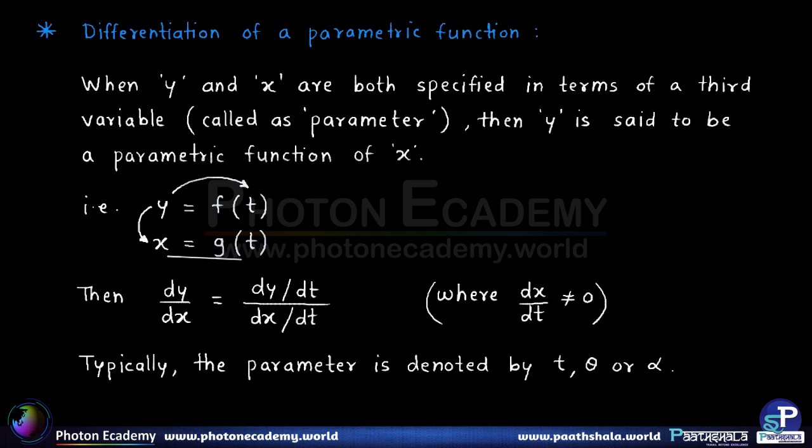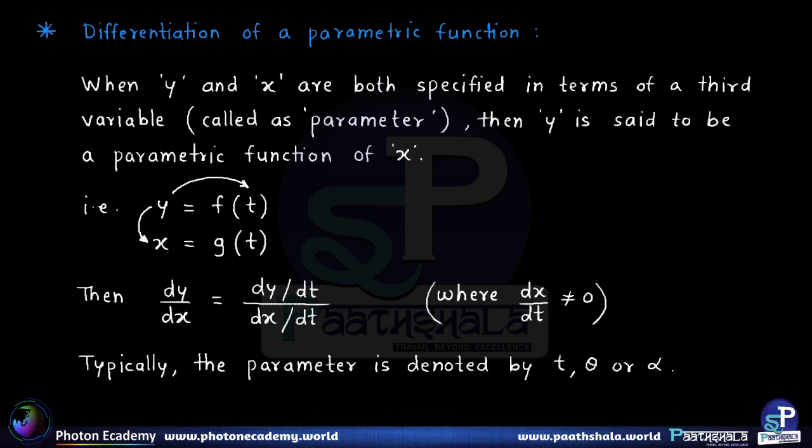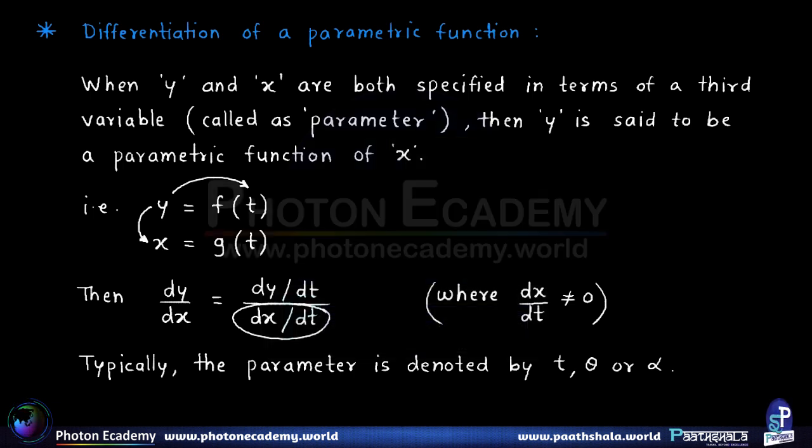Now typically this parameter is denoted by the symbol t or theta or alpha. These are the typical notations used, but of course it's not mandatory and we have to identify based on the question which is the parameter. And another thing to note is in the formula we have dx by dt in the denominator, so therefore we must have dx by dt as a non-zero expression. Okay, now let us see a few questions in which we are to use this particular method.